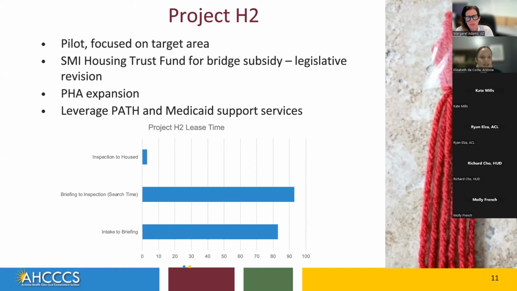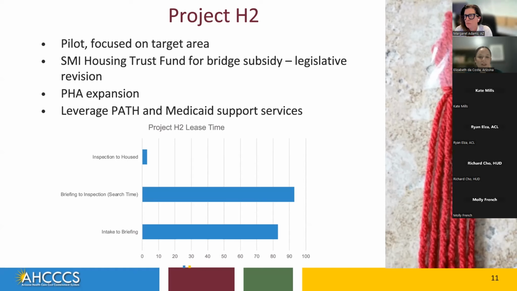So you can see in that intake to briefing. So that's the time when we've identified this member as eligible until the time they actually get to the Public Housing Authority for their briefing. We know that we need to get documentation for them. They're going to need some financial support to cover birth certificates.